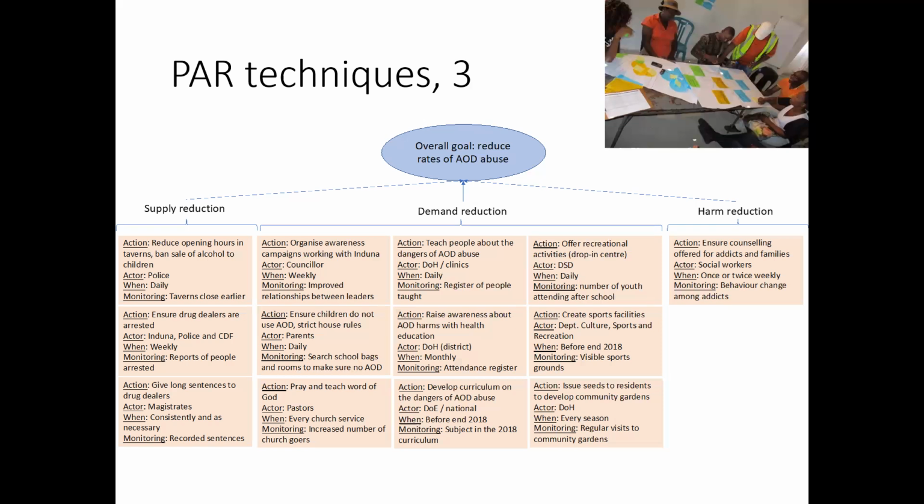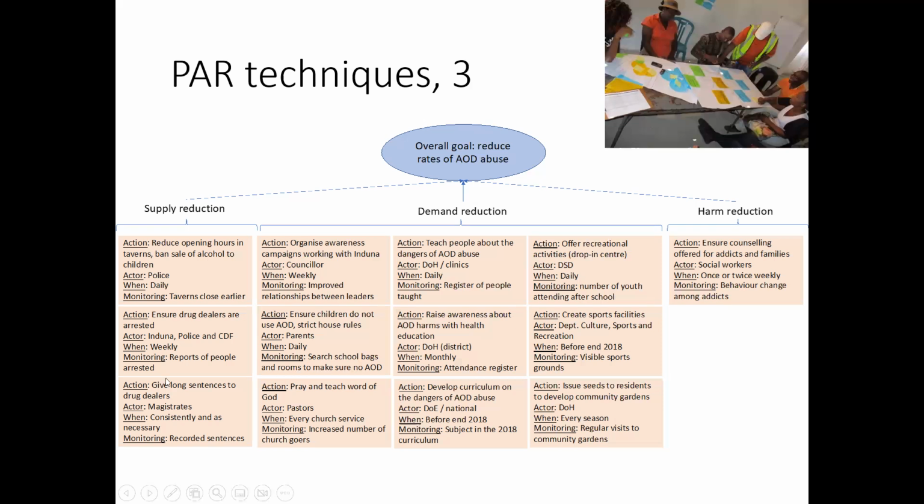And the third one is to give long sentences to drug dealers. The ones who will act here are magistrates, consistently and as necessary. So the monitoring process is the recorded sentences. And another one is organized awareness campaigns working with Indona. The actor is a councillor, and it will be done weekly. The monitoring process: it will improve the relationships between leaders. We will see that these things are happening when we see that the relationships between leaders have improved.